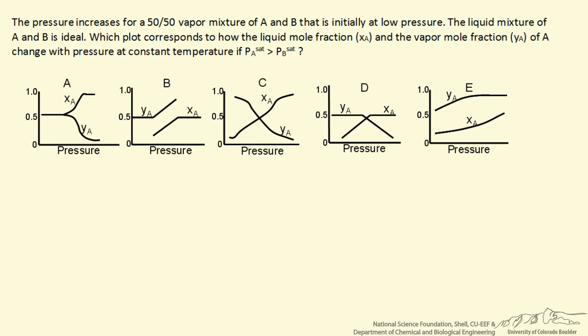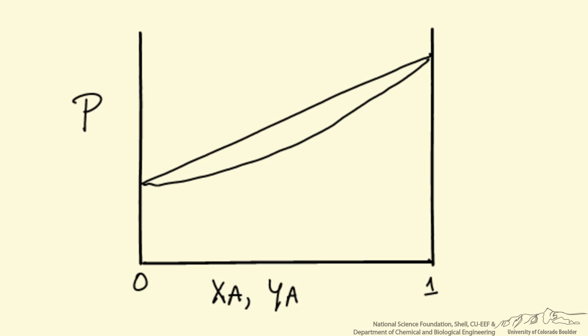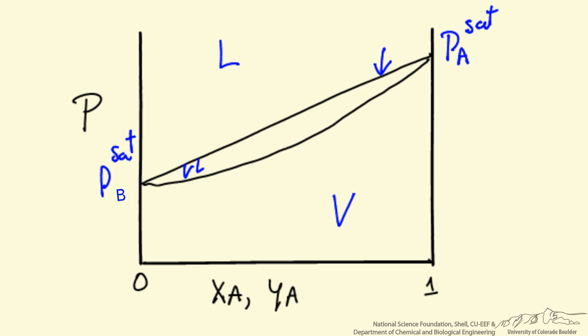Well, the best way to look at this problem is to look at a PXY diagram. So here's a PXY diagram where the saturation pressure of A is higher than the saturation pressure of B. Because it's an ideal solution, this is a straight line. High pressure is liquid, low pressure is vapor, and this, of course, is the vapor-liquid equilibrium region.